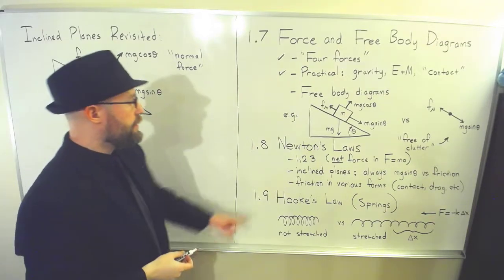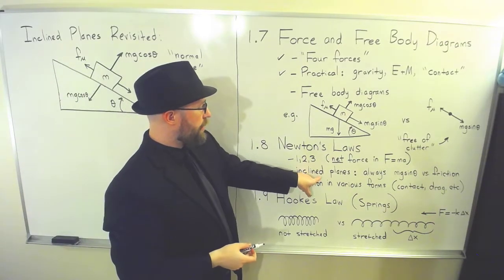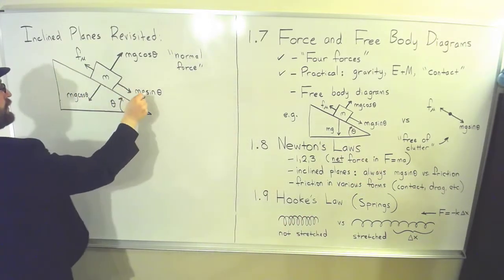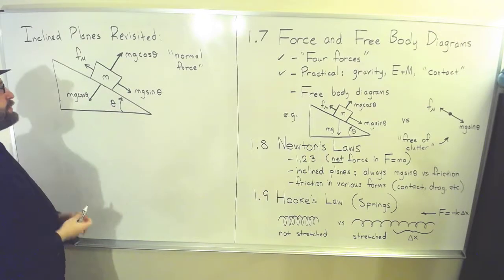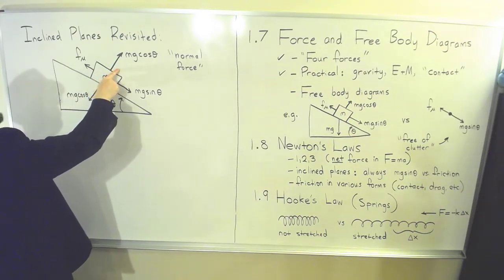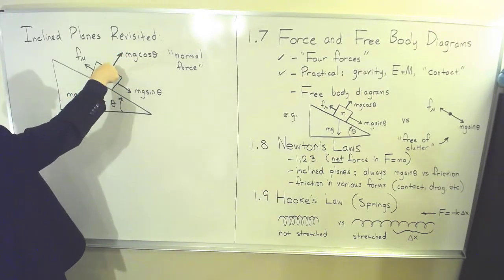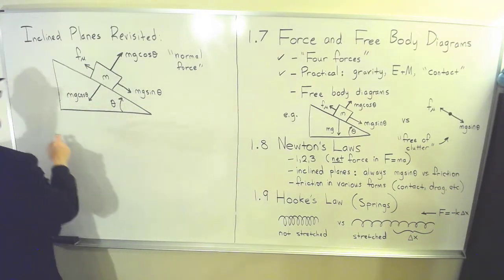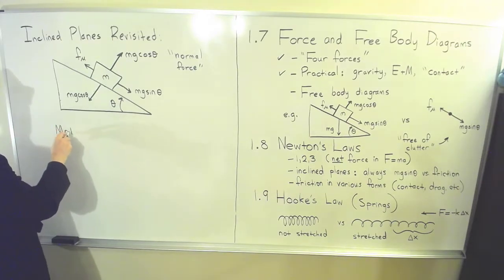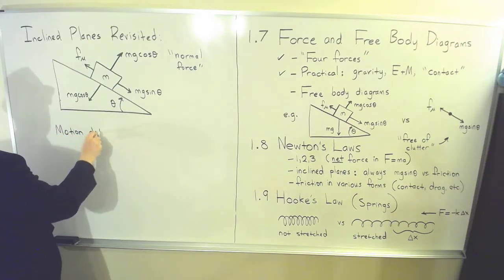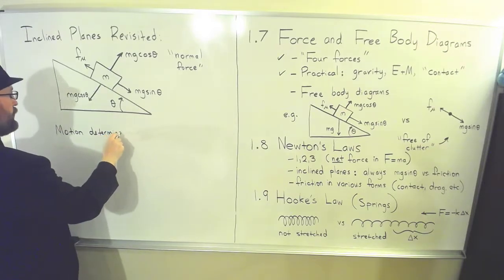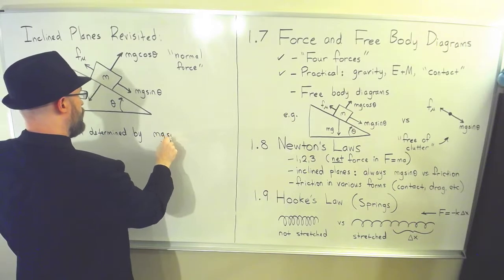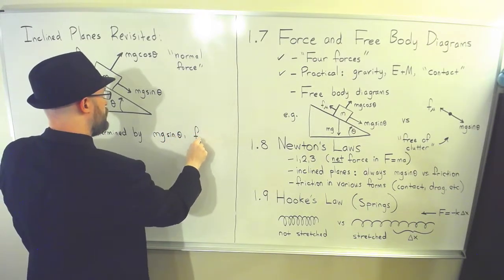Now, as I've written here, the motion of the block on the plane is always going to be determined by this part, the mg sine theta, and this part, the friction part. And that's because the normal force and the component of force into the plane from gravity cancel each other. So the motion is determined by two things: this mg sine theta and the force due to friction.